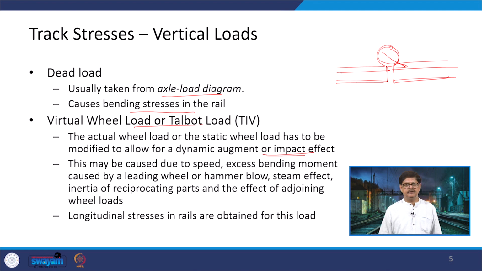So, this is one thing, and when it is moving at a speed V, then it is going to be augmented on the basis of the speed. Now, this may be caused due to speed, or due to the excessive bending moment caused by the leading wheel. It may be because of the hammer blow, as I said in the case of steam engines, or the steam effect, or the inertia of the reciprocating parts, or the effect of the adjoining wheel loads. So, there are different reasons based on the type of the locomotive due to which this can happen. And the longitudinal stresses in the rails are obtained for this particular load. So, whatever longitudinal stresses are there, we have to calculate them.